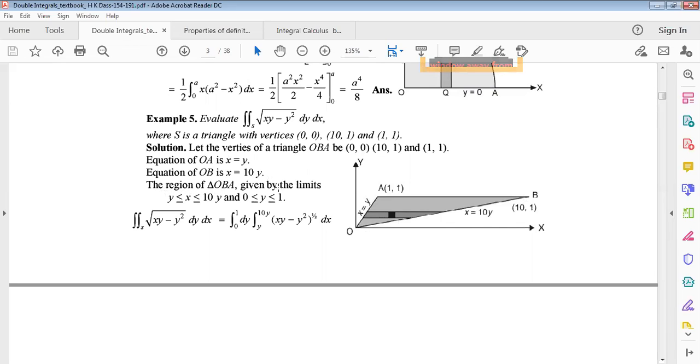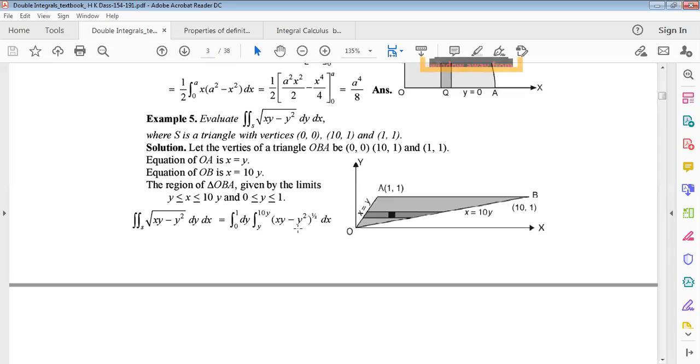Now the region OAB can be taken with the limits: x lies between y and 10y, and y lies between 0 and 1. That means y varies from 0 to 1, and x varies from y to 10y. So we take the limits of y from 0 to 1 and the limits of x from y to 10y.